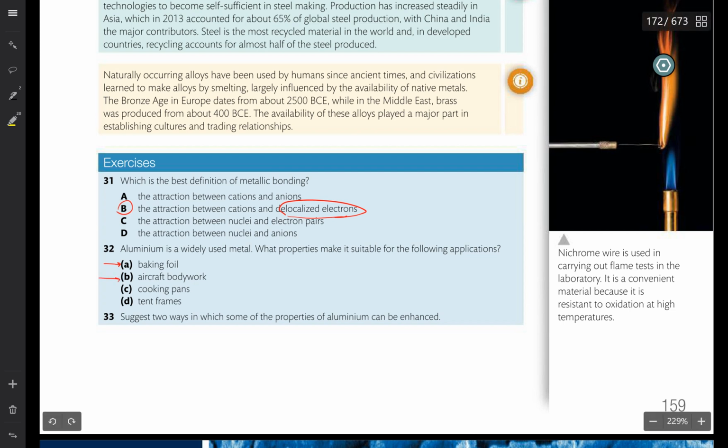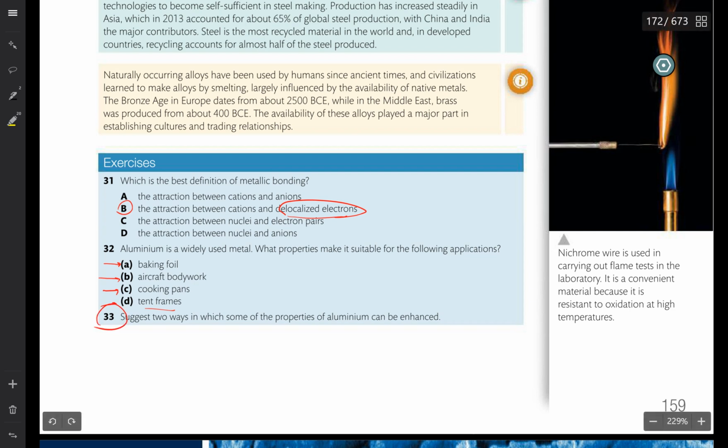In the aircraft body, the main properties of aluminium are that it is light and at the same time strong, it can form alloys with different metals, and it also has thermal stability. For cooking pans, because we are using it for cooking, the main properties that make it suitable are that it is thermally conductive and also has thermal stability and insolubility. For tent frames, we use it because it's light, strong, and non-corrosive. It doesn't rust easily.